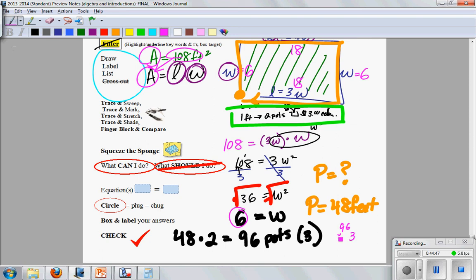Please get in the habit of doing single-digit multiplication longhand. It's good for the brain. It's good practice. 3 times 6 is 18. Carry the 1. 3 times 9 is 27, 28. So our total cost is $288.